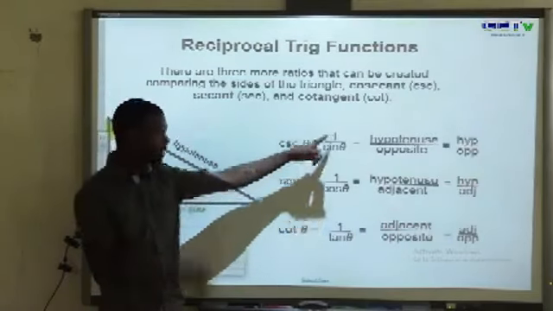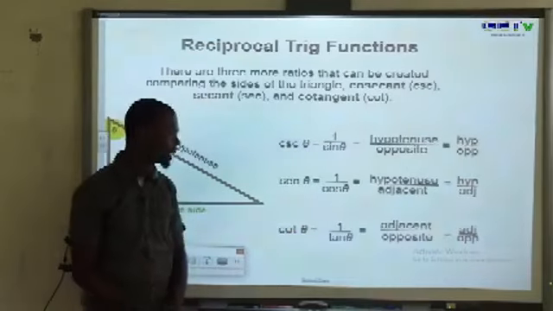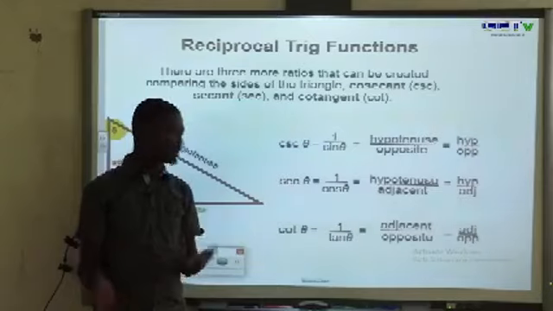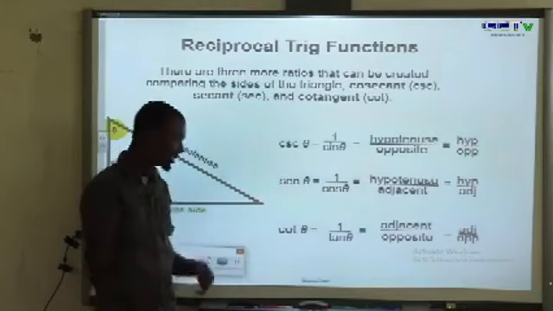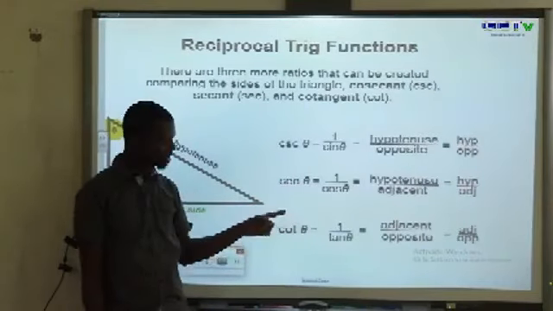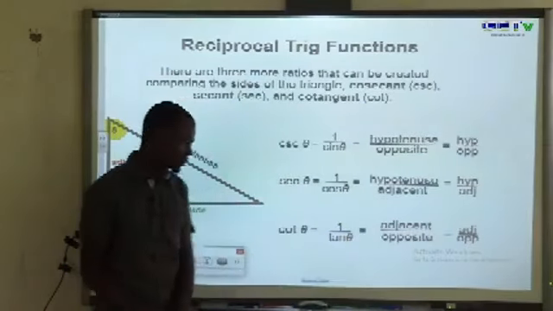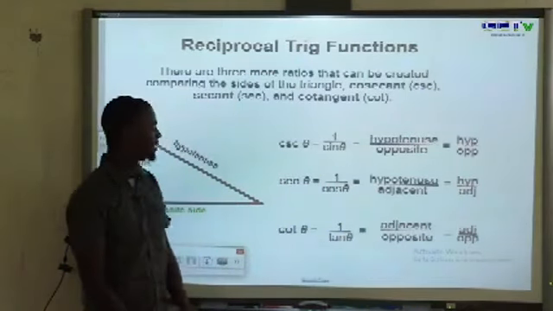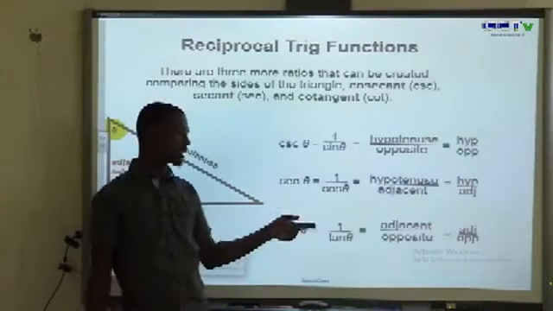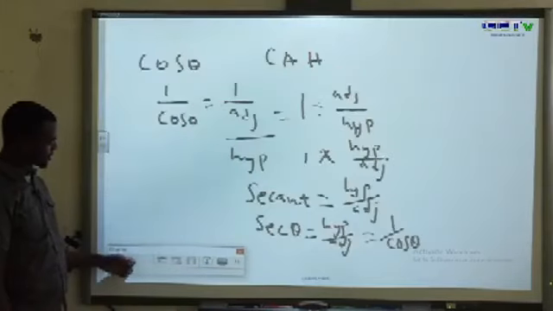Reciprocal of sine, 1 over sine, is the same as cosec theta. Cosec theta is equal to 1 over sine theta, which is equal to hypotenuse over opposite when you reciprocate it. That is what was demonstrated before. Then sec theta is the reciprocal of cos. That is 1 over cos theta, which the reciprocal will be hypotenuse over adjacent. And the other one is cot theta. Cot theta is 1 over tan. If you reciprocate tan theta, you have adjacent over opposite.